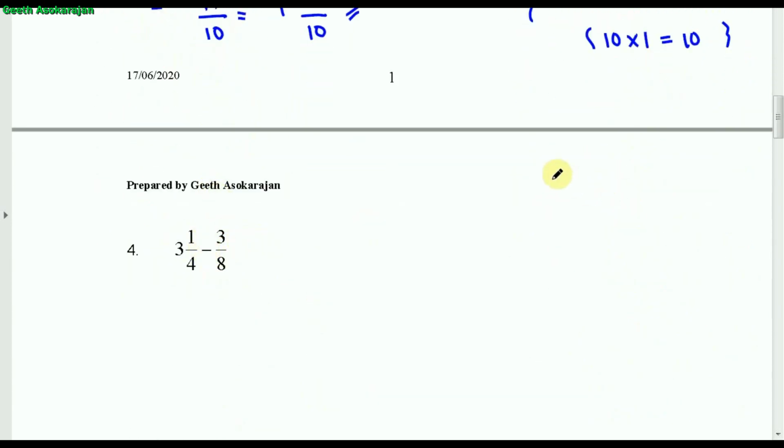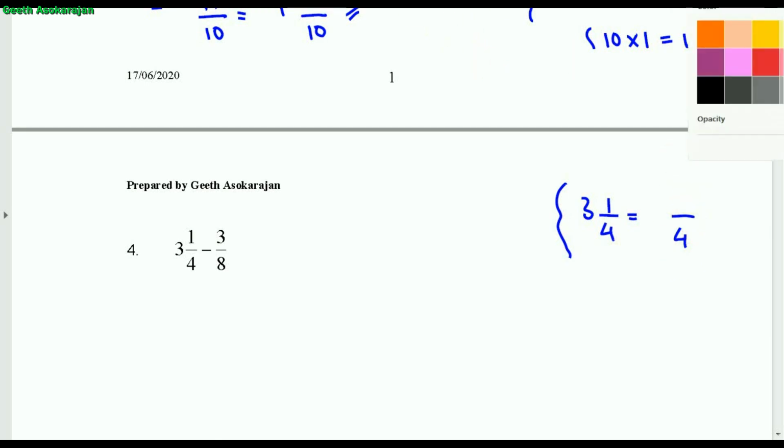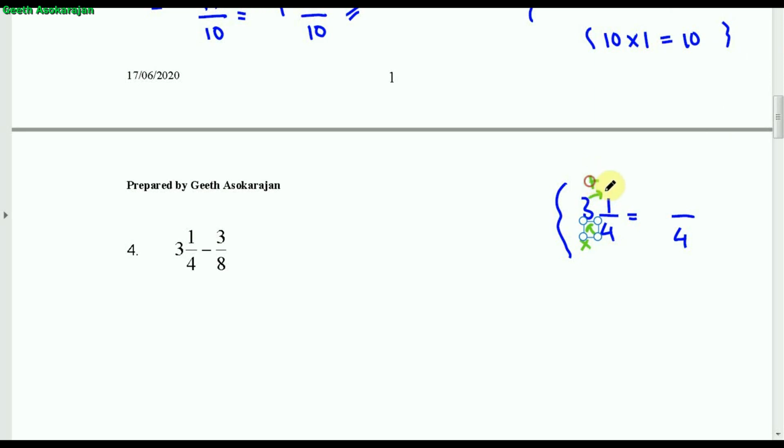So 3 1/4. So in the corner, let me write down 3 1/4. And remember the idea, write down that over 4 here. And to get the top number, so let me change my pen colour to green. So we multiply the 4 by the 3, and then we add that 1 there.